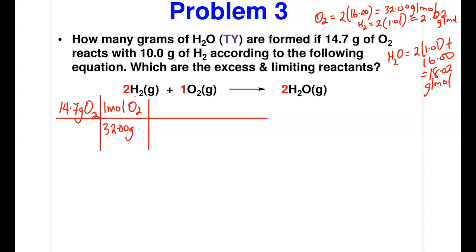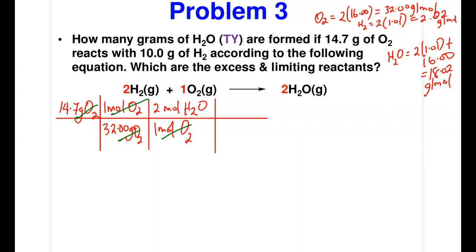Now, what's the mole ratio between oxygen and water? It is 1:2, so you put water on top. So water is going to be 2 moles of water over 1 mole of oxygen. And again, the last one, let me cancel a little bit. Grams, okay, I didn't put my oxygen here. I'm going to use a different color. Grams of O2. So if I cancel it out, grams of O2 goes with grams of O2. Moles of O2 goes with moles of O2. We have moles of water.